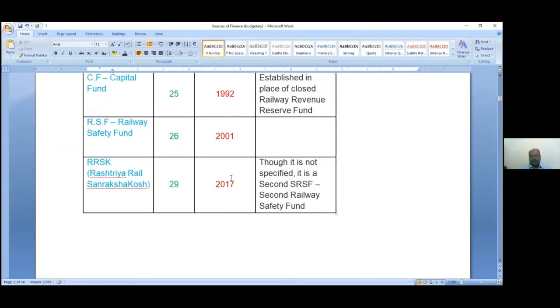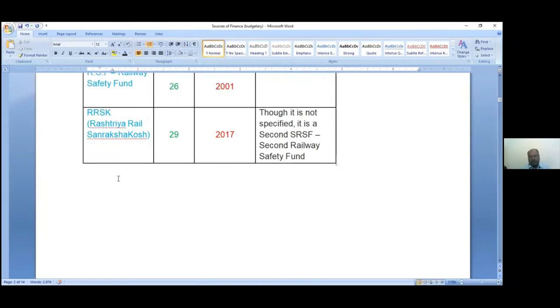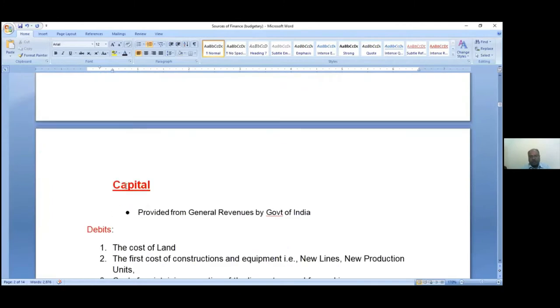SRSF, it is established in 2001, the first SRSF, that is closed. So in the place of SRSF, it was established after 10 years, in 2017, under the name of RRSK. But the specific characteristics and the objectives of the funds of SRSF and RRSK both are one and the same. Now we'll go to each and every source of finance in detail.